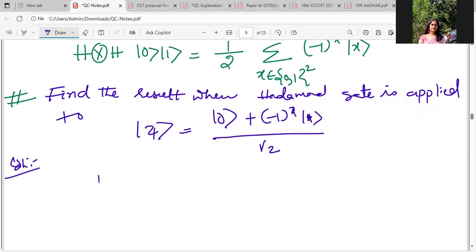Solution. H applied to ket xi is equal to alpha H ket 0 will come. Minus 1 power x is a constant. So beta, no, there is no beta, right? There is a beta.